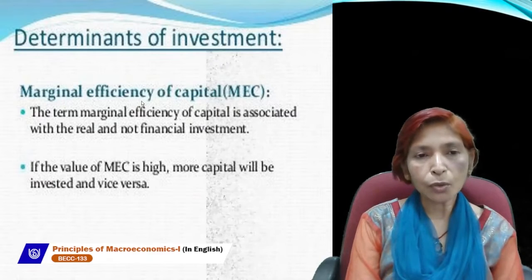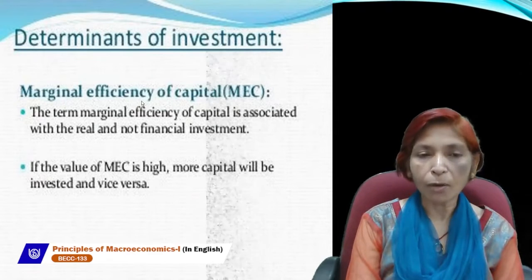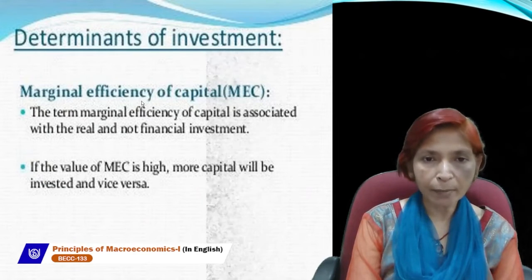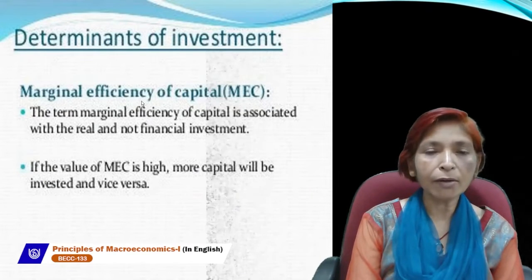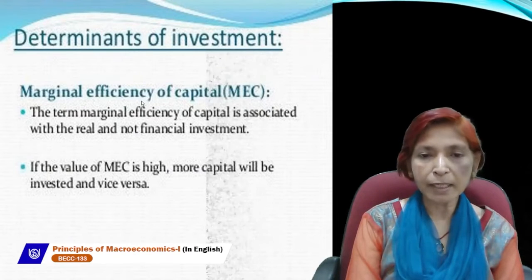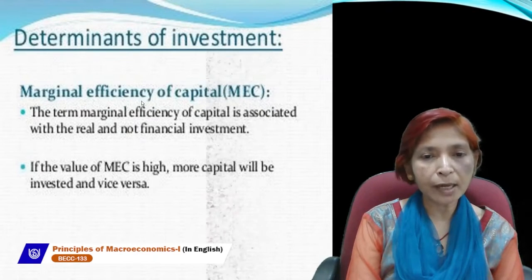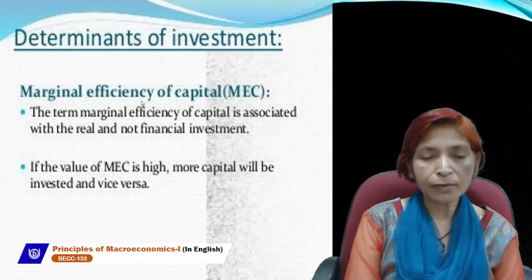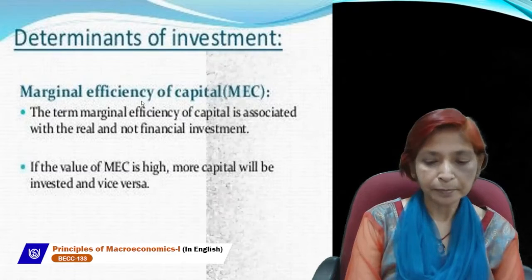So these are the two determinants of investment or private investment. One is marginal efficiency of capital and the other is rate of interest. MEC also has two determinants. One is the prospective yield of the capital asset and the other is the supply price of the capital asset.